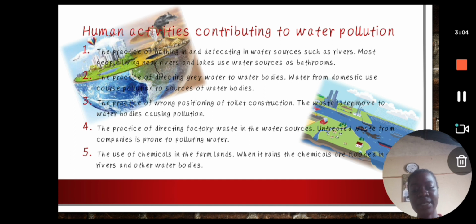There is the practice of directing factory waste into water sources, that is, untreated waste from companies is prone to causing water pollution. There is the use of chemicals on farmlands, whereby the chemicals are released to the rivers, especially when it rains, and they flow into the rivers and water bodies.